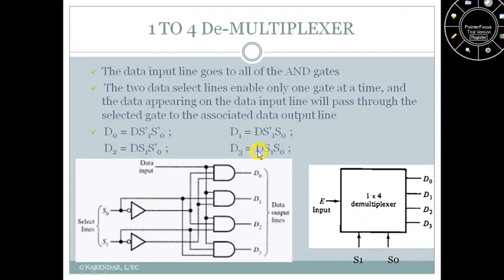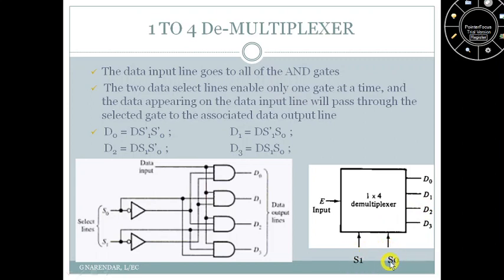So next we look at the combinational logic circuit of the 1 to 4 demultiplexer. Here we have shown the symbol of the 1 to 4 demultiplexer. You can call it D, the data input, and this is the input line in which the data is coming, and 4 output lines D0, D1, D2, D3, and 2 selection inputs S1 and S0.